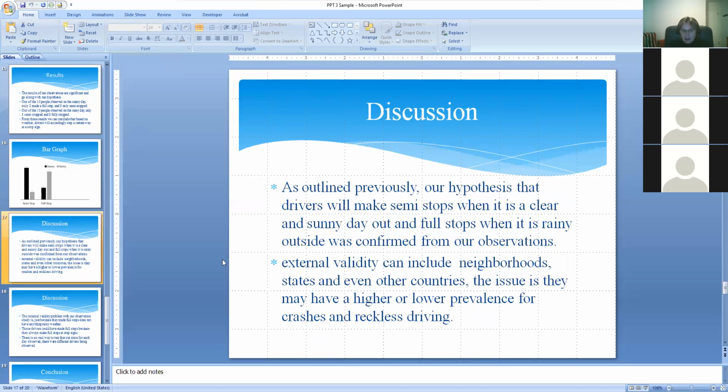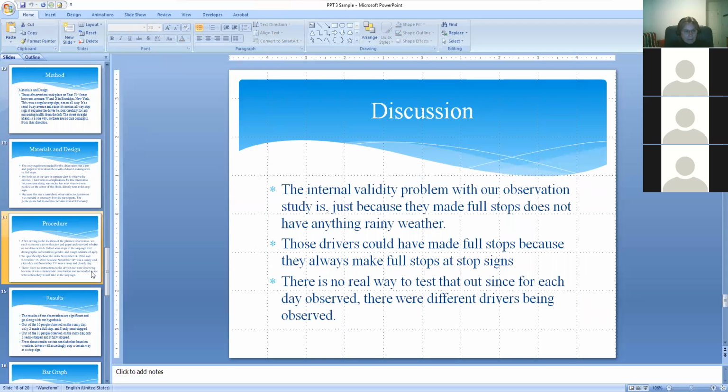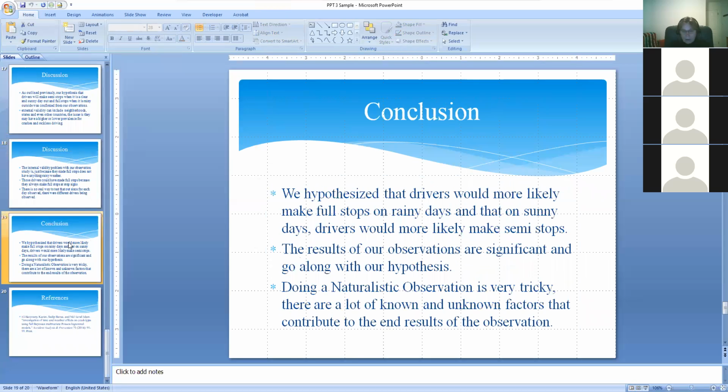Then comes the discussion, right? All right. We have discussion 1 and we have discussion 2. They talk about internal validity problem, and so on. Then they have, oops, I went too far. They have a conclusion slide, which you don't need. You can just have 2 or 3 discussion slides.